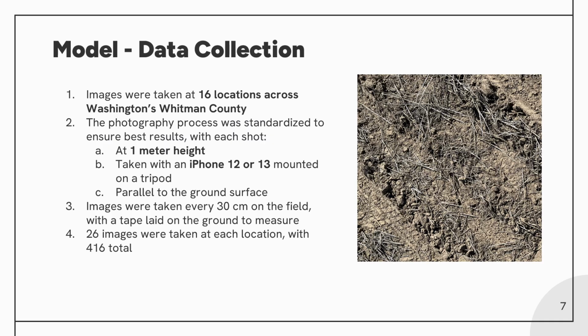Let's first talk about the pipeline to build the machine learning model. The first step for that is data collection. The images in our dataset were taken at 16 locations across Whitman County. There's a lot more information on this slide about those images, but the important things to note are that they were taken from a smartphone camera at handheld height. So these images are very similar to what we would expect in our actual use case.